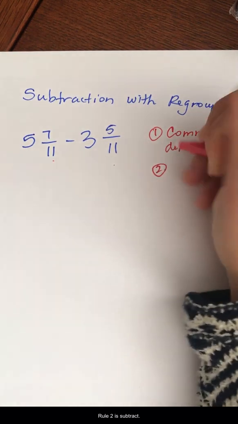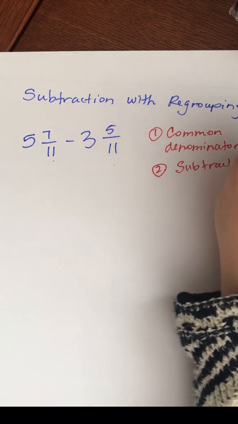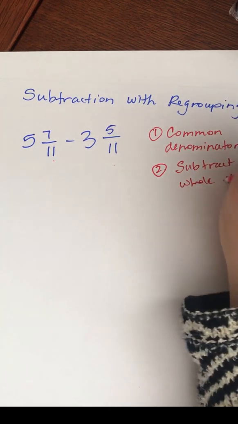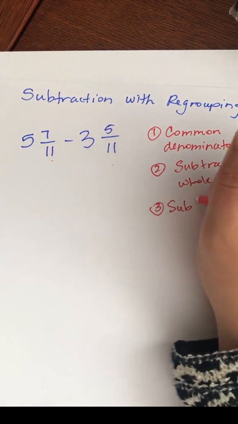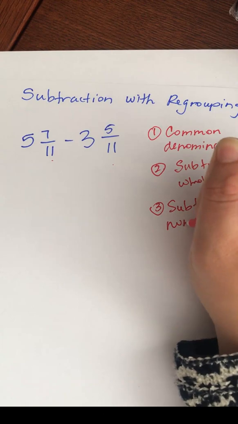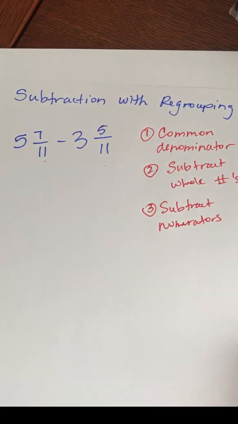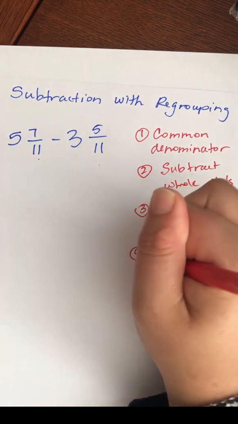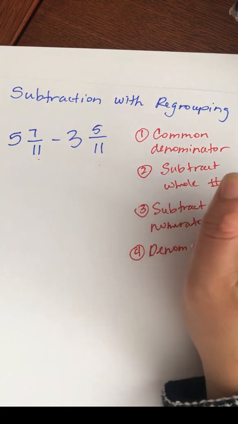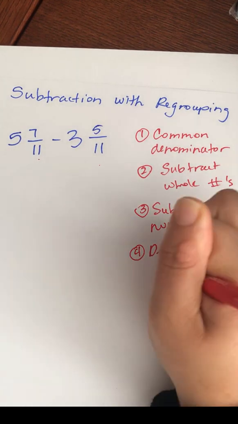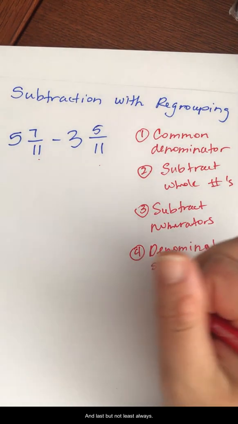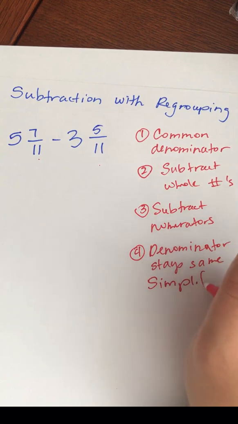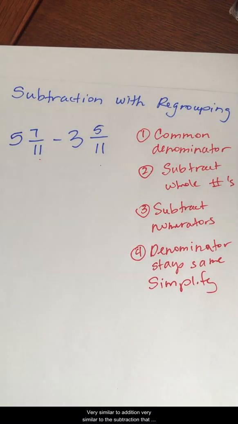Our rule 2 is subtract whole numbers, okay? Then subtract numerators, denominator stays the same, and last but not least, always simplify. So those are the steps. Very similar to addition, very similar to the subtraction that we've already learned.